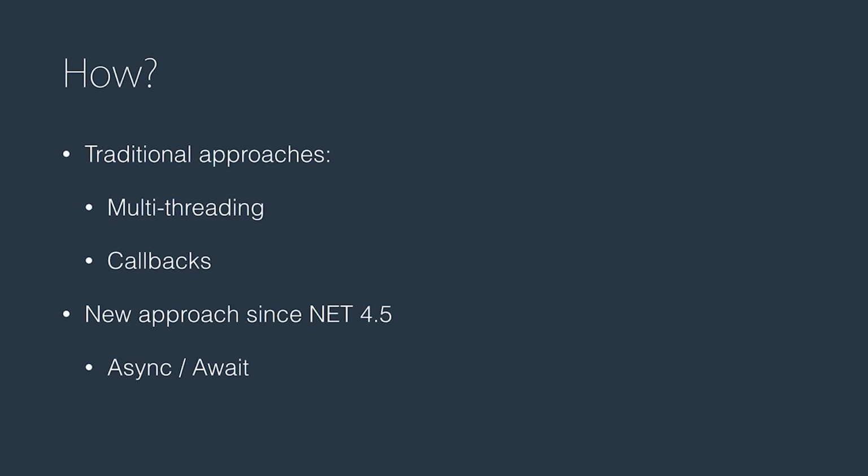So in .NET version 4.5, Microsoft introduced a new asynchronous programming model, which is called the task-based asynchronous model. And we achieve that by using the async and await keywords. And that's the topic of this lecture. So let's jump into Visual Studio and learn about async and await.